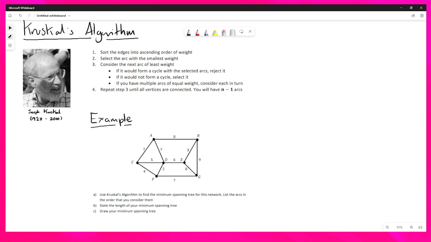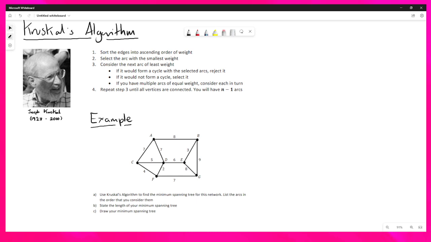Listing the arcs in the order that you consider them is a bit of a misnomer or a poor instruction, just because we do that anyway as part of the algorithm, but then you might see that phrasing in a question. Part B, state the length of your minimum spanning tree, and Part C, draw it.